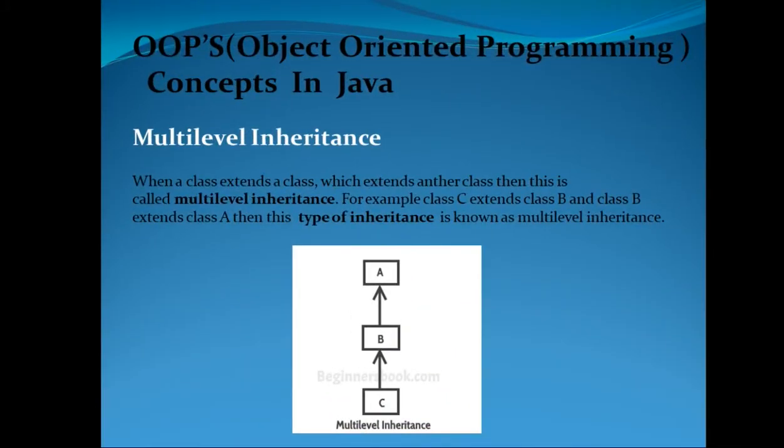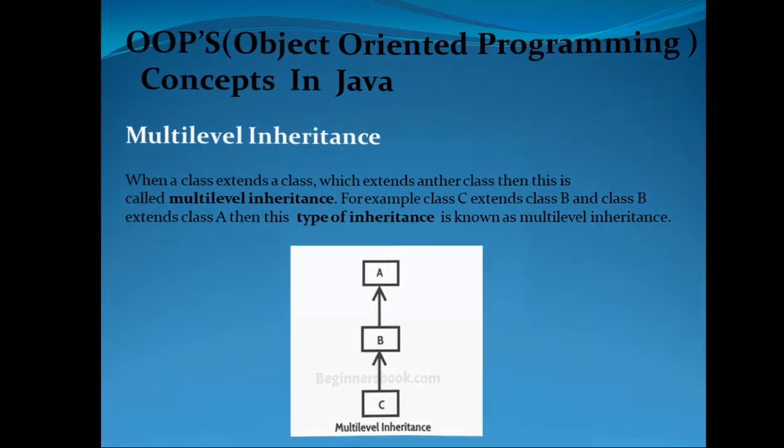Multi-level inheritance. When a class extends a class which extends another class, then this is called multi-level inheritance. For example, class C extends class B and class B extends class A. Then this type of inheritance is known as multi-level inheritance. As you see in this diagram, class C extends class B, but class B extends class A. So this is multi-level inheritance.